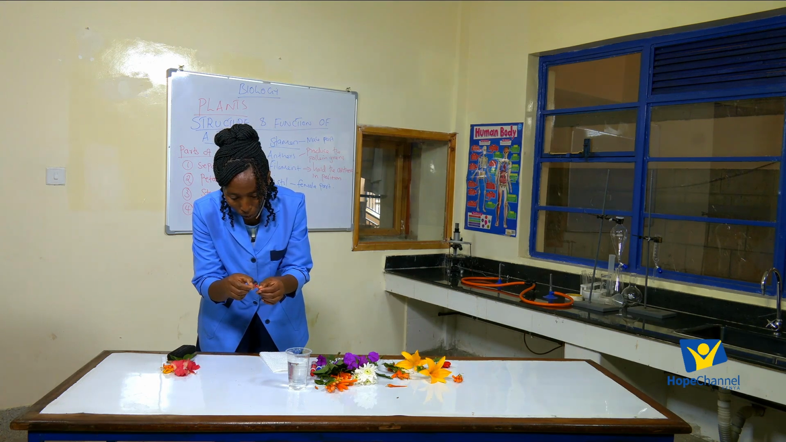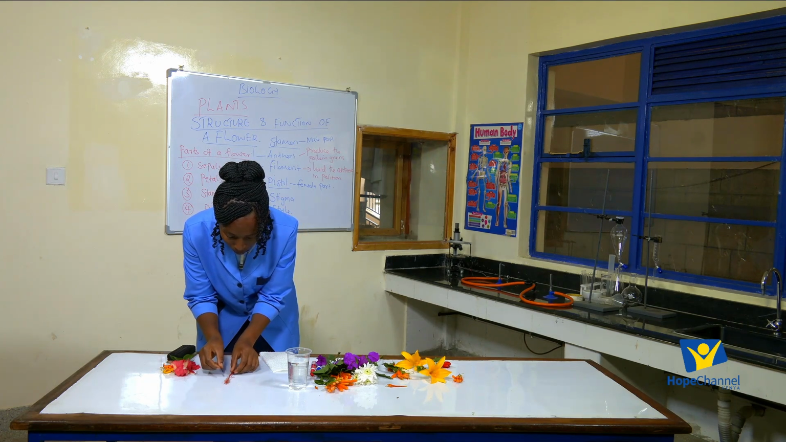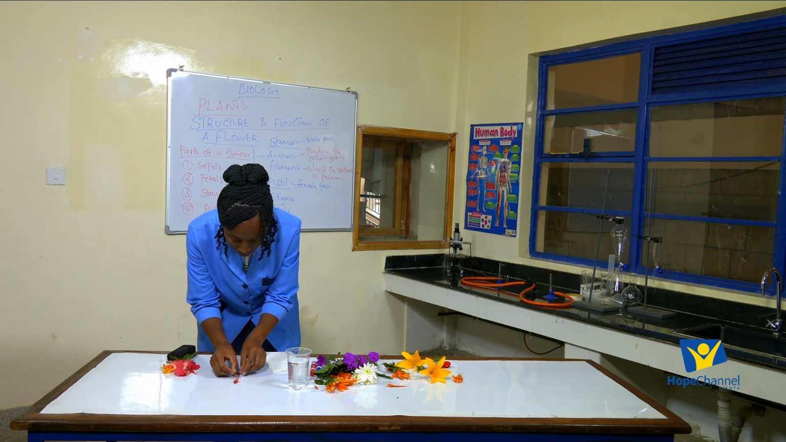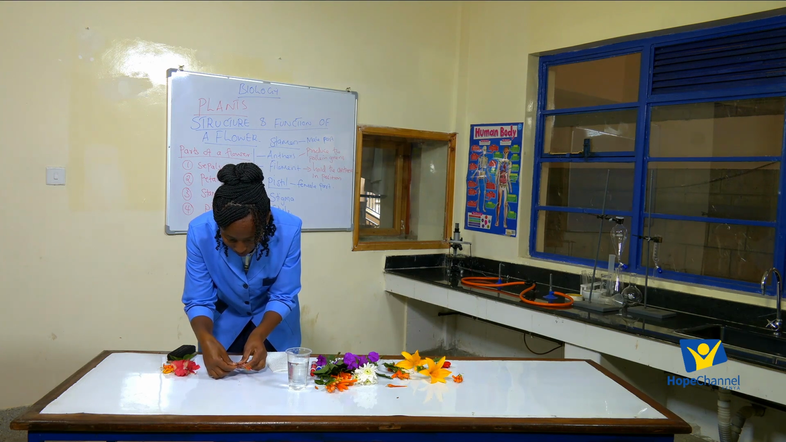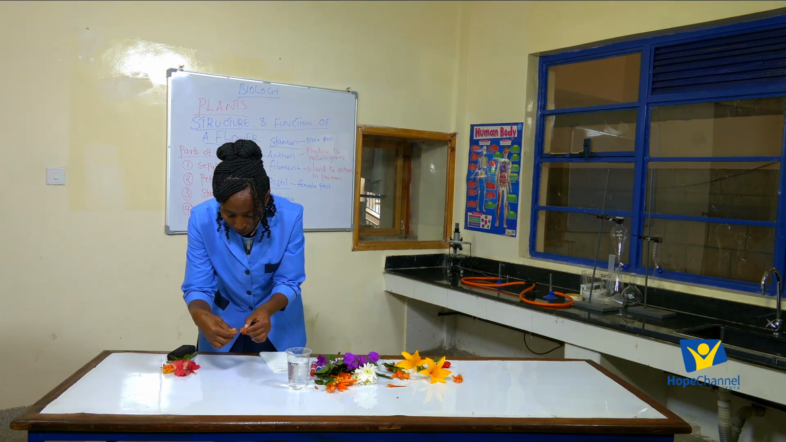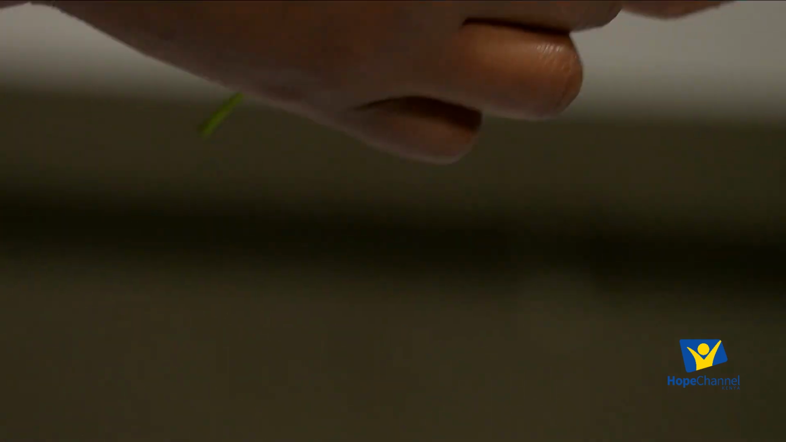Remember, we are trying to check the style that is part of the female of a flower. Remember, the style is the one that exposes the stigma. So up to this point, remember, a flower is a very delicate organ, but you'll try and get the style.